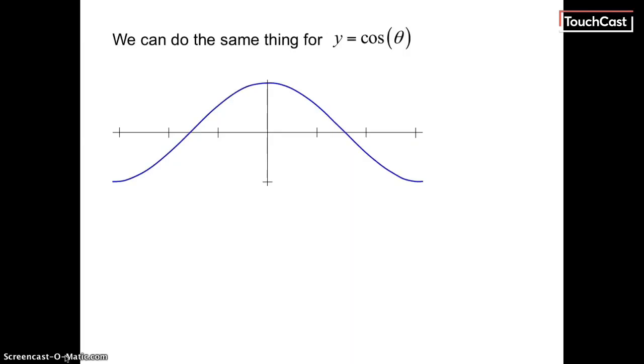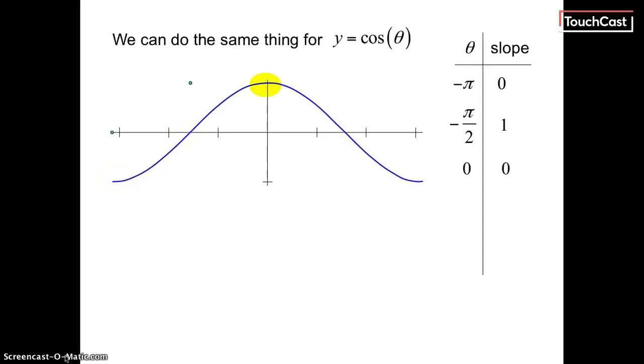I could try the same thing for cosine. At x equals negative pi, the derivative of cosine, the slope of cosine, that's where it's flattened out, is 0. At negative pi over 2, I have a slope of positive 1. At 0, again, my curve flattens out. I have a slope of 0. Over here at pi over 2, I have a downward slope, so a slope of negative 1. And I flatten out again at pi.